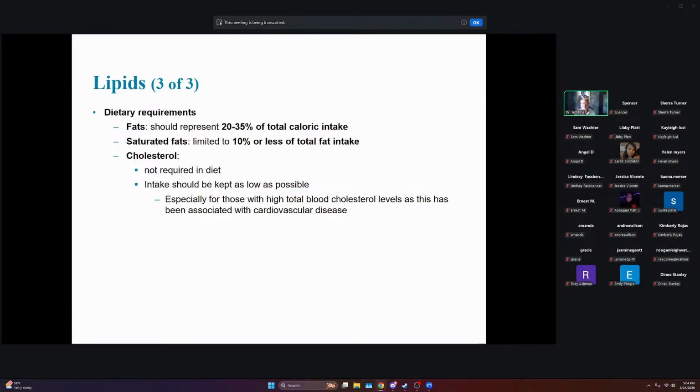The saturated fats, the bad fats, should be restricted to 10% or less of your total daily intake of calories, okay? And cholesterol, those really bad fats, like from oils, are not required at all in our diet because, again, our liver makes 85% of our cholesterol, and ideally, we want to restrict it and keep the intake of cholesterol, saturated fat, as low as possible, okay? Especially if you're borderline or have high cholesterol or if you have cardiovascular disease.